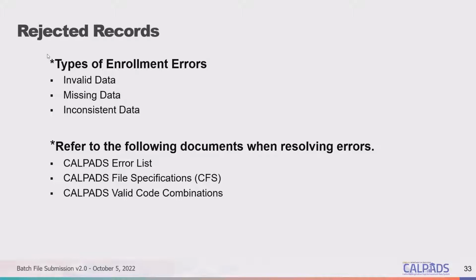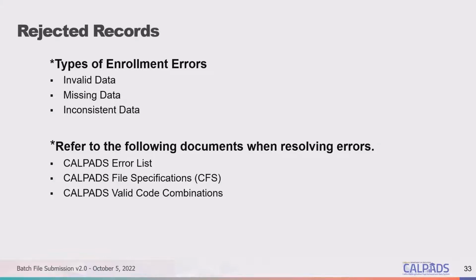So just to recap, when resolving rejected records, you're going to have varying types of discrepancies, right? Invalid data, missing data, and inconsistent data will trigger rejected records or input validation rule errors. You're going to want to refer to the following documents when resolving errors. Of course, the CALPADS error list or the troubleshooting guide in the CALPADS user manual. And the error list is good about referring you to additional documentation. So the CALPADS file specifications. The error list will identify the problem.